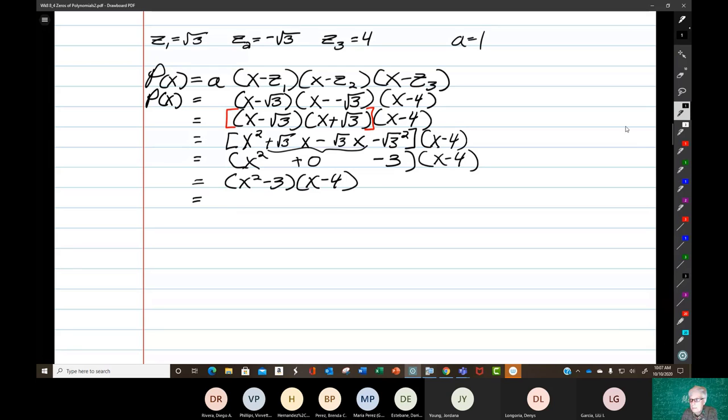And then we're just going to multiply these. X squared times x squared times minus 4, minus 3 times x, minus 3 times minus 4, and that will give us x to the third minus 4x minus 3x plus 12, because negative 3 times negative 4 is positive 12. So this is x to the third minus 7x.